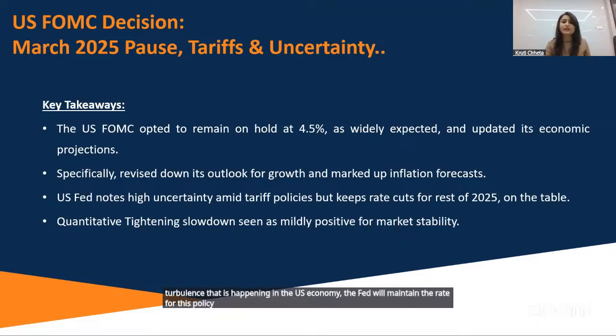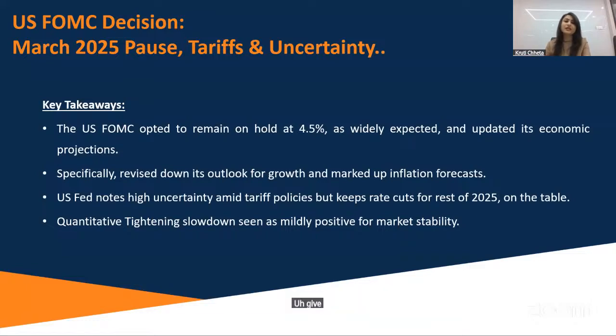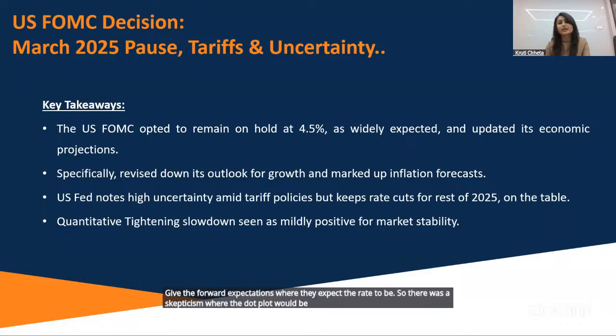But there was a bit of skepticism about the dot plot, as Tanya mentioned before, that every alternate policy they come up with a dot plot where they give the forward expectations of where they expect the rate to be. So there was skepticism whether the dot plot would maintain the 50 basis point rate cut, which was there in December, or there would be no rate cut in this dot plot. So in this dot plot, they have maintained the rate at 4.5 and maintained a 50 basis point rate cut in the second half of the year.